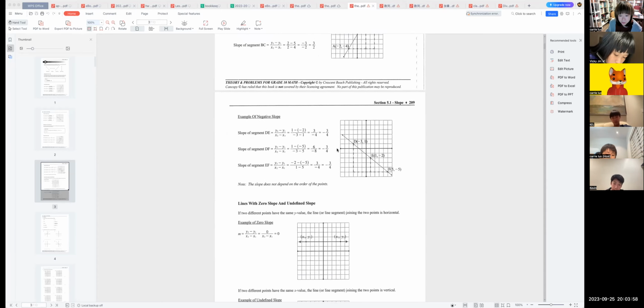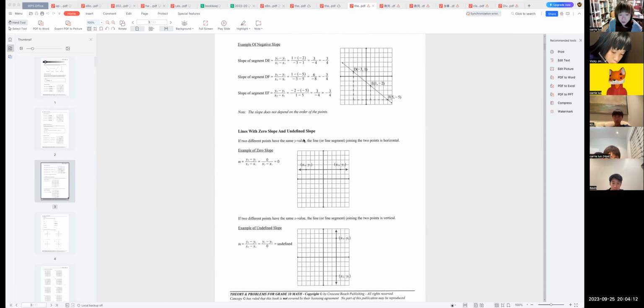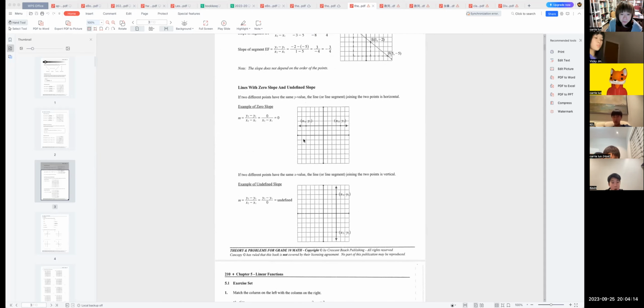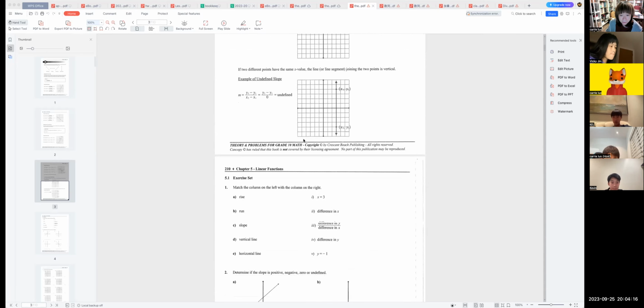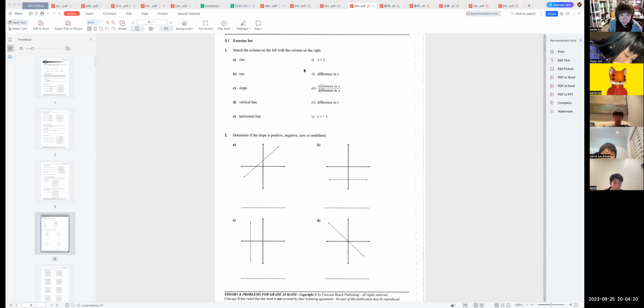So we're going to see that when you have a flat slope, that means your slope equals 0. If you have a horizontal line, the slope m equals 0. If it is a vertical line, m is undefined, okay? So let's take a look at this one. Everybody, can you take a look at number A?